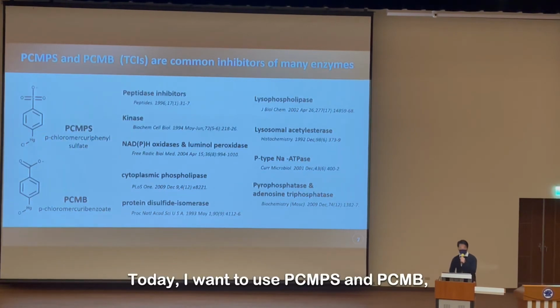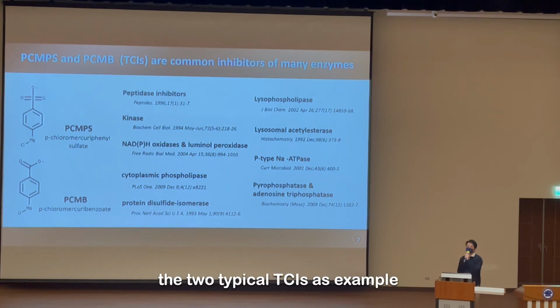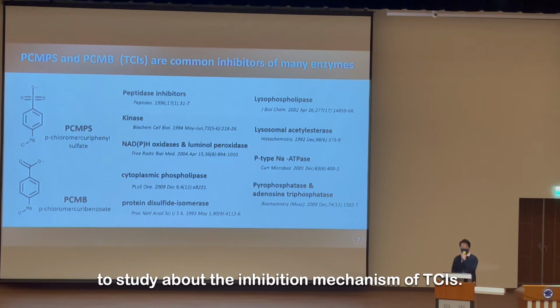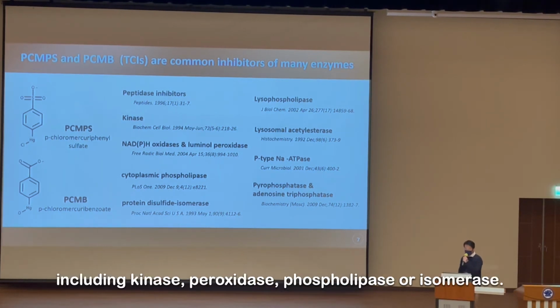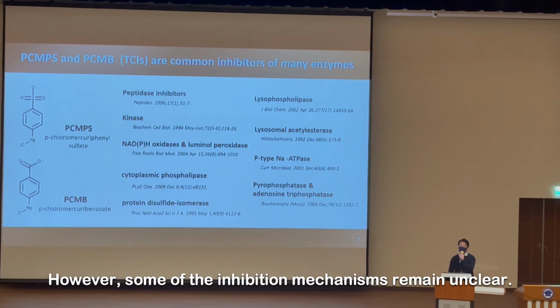And today, I want to use PCMPS and PCMB, the two typical TCIs, as an example to study the inhibition mechanism of TCIs. PCMPS and PCMB are typical TCIs that can inhibit a lot of enzymes, including kinase, peroxidase, phospholipase, or isomerase. However, some of the inhibition mechanisms remain unclear.